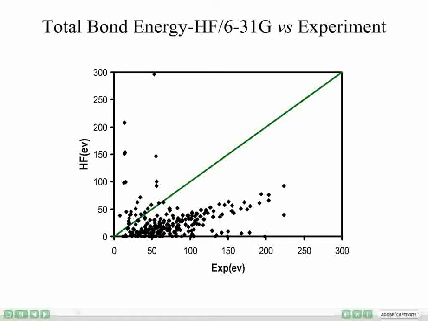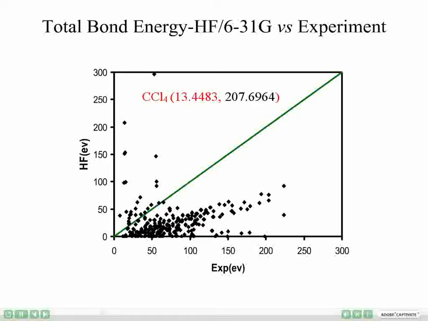Schrödinger equation. Let's take a look at the performance of a quantum mechanical method. This plot shows the predicted total bound energy for a series of molecules on the y-axis versus the experimental data on the x-axis. One would expect the data points to lie on the diagonal for a perfect method. However, most of the points on this plot show significant deviation from the diagonal.